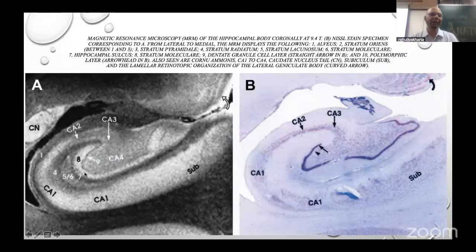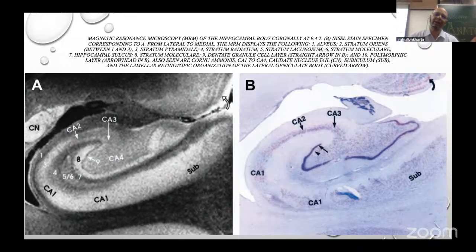And on this MR, if you see, you can label these multiple layers of cells. You can see here 4, 5, 6, 7. These are all multiple layers of cells of the hippocampus. So what we call between these is stratum pyramidale, stratum radiatum, stratum lacunosum, stratum moleculare. These are multiple layers of cells which we can see on MRI.